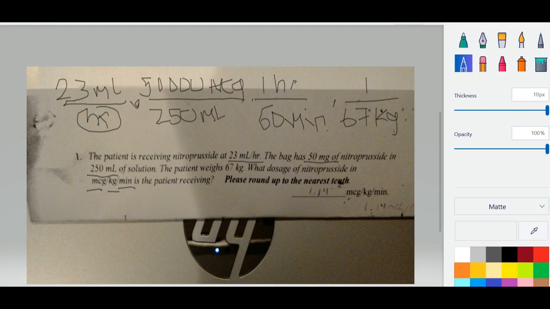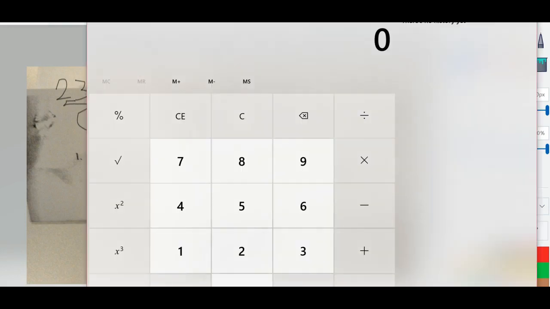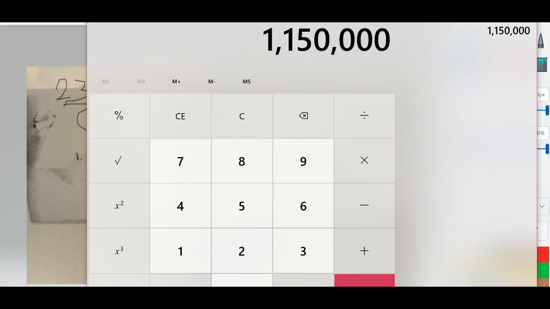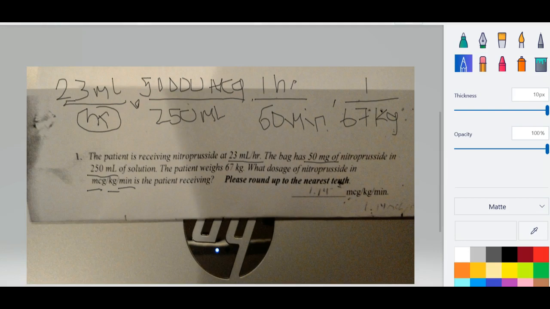All right. So if we work that out using our calculator, we're going to get 23 mLs times 50,000 mics times 1 equals 1,150,000. So let's put that over here. So that's 1,150,000. Okay. And what do I mean? What do we have? 1,150,000.